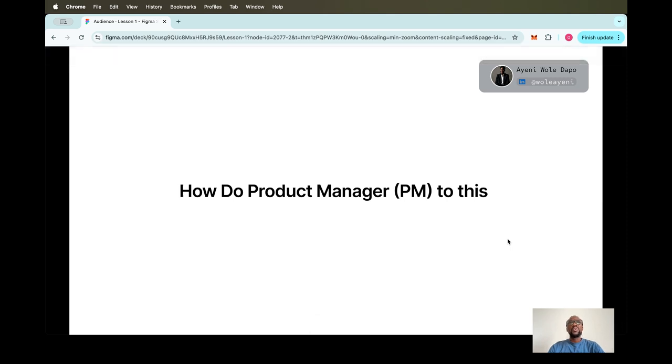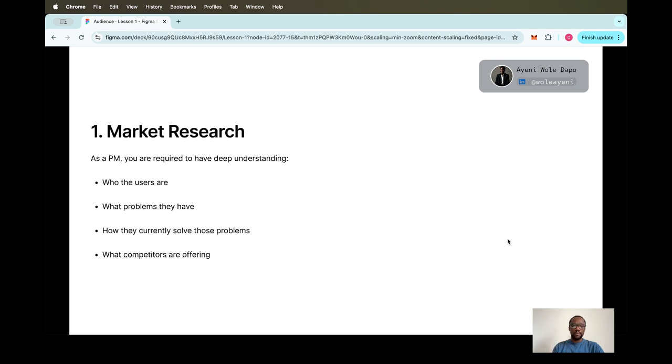So, does it mean product managers are all knowing? I don't think so. Today, I'll be sharing with you 4 core activities every product manager does to help them make decisions around what to build, when to build, and who they are building for. We'll start by looking at market research.